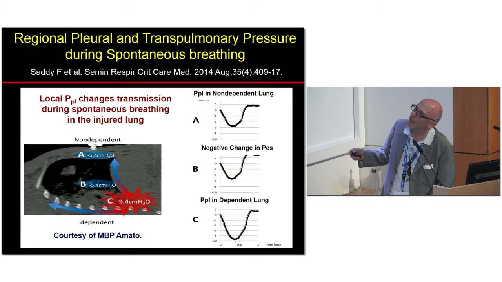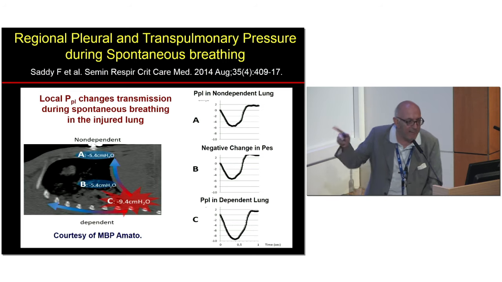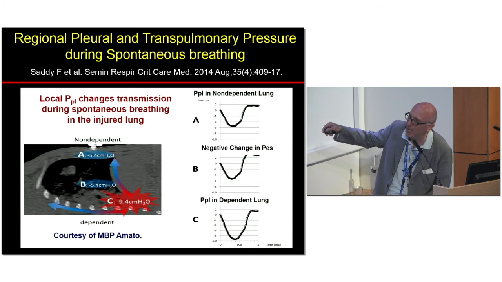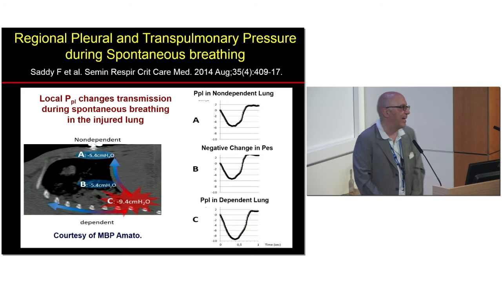And again, this is from Amato. You see here is the pleural pressure in the non-dependent region. This is in the dependent region, and this is the esophageal pressure. Look at that. In the dependent region, -10 of swing. Esophageal pressure, -3, -4. And in the upper region, -4. So even when you measure during assisted ventilation, you underestimate with esophageal pressure what's happening in the more caudal areas of the pleura.